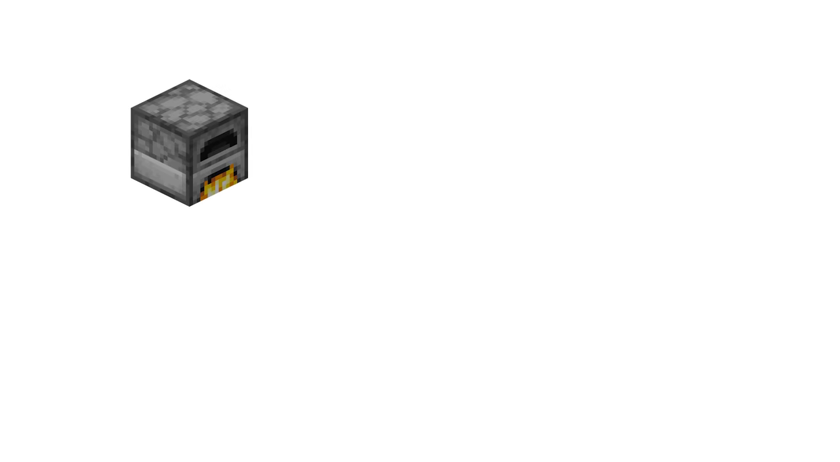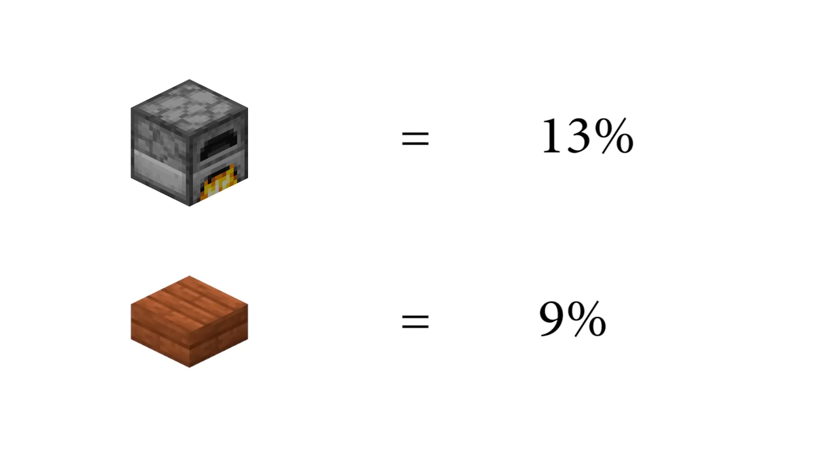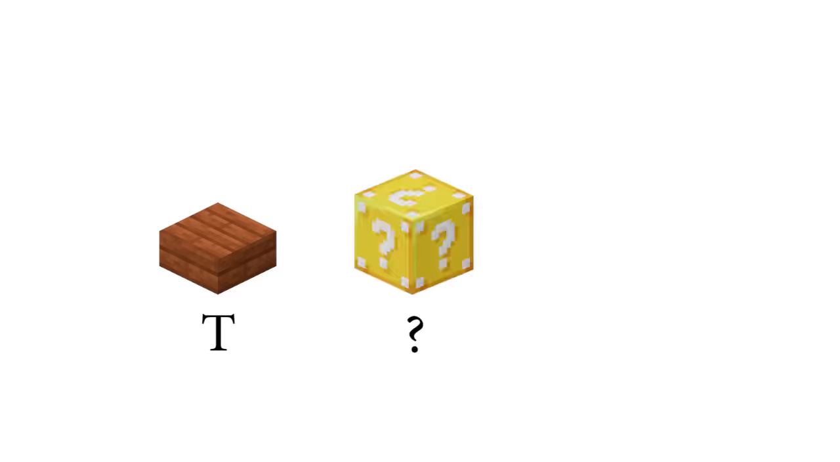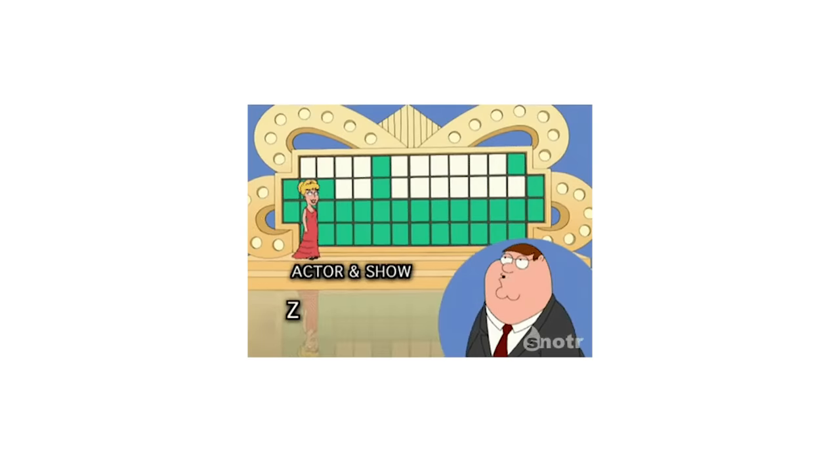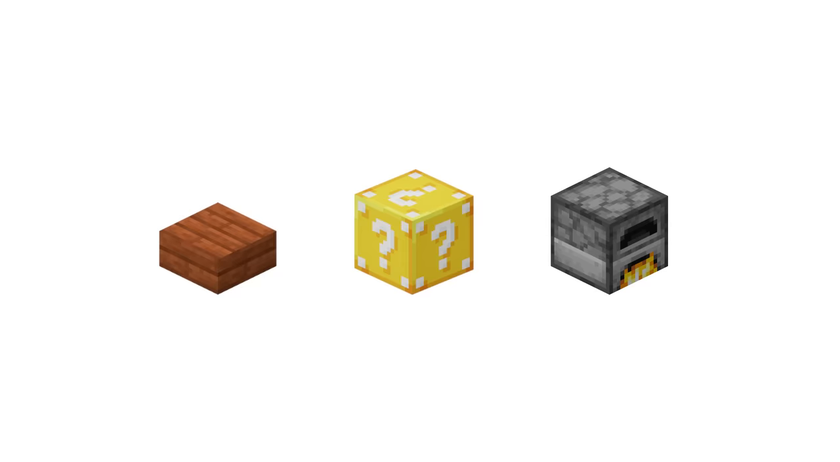If we saw a furnace block took up about 13% of blocks and an acacia slab about 9%, we'd be able to reasonably deduce a furnace is an E and the slab is a T. From there, we'd probably see the pattern T, mystery block, E. We'd then be able to deduce the mystery block is H, since "the" is the most common word in English. From there, we could keep guessing letters and words based on the frequency and structure.